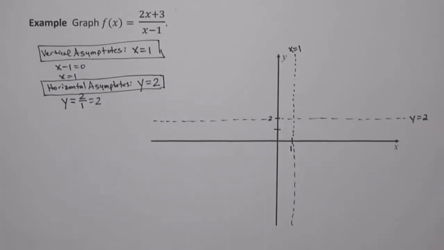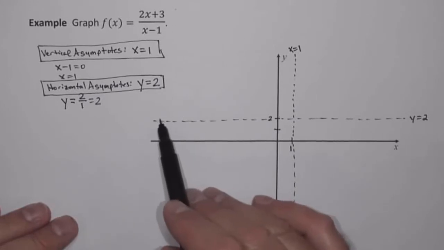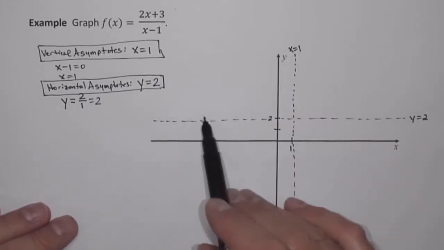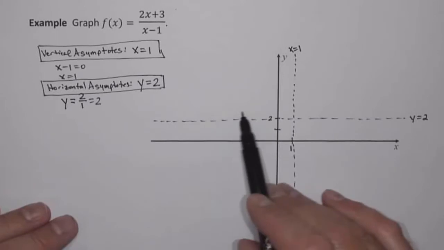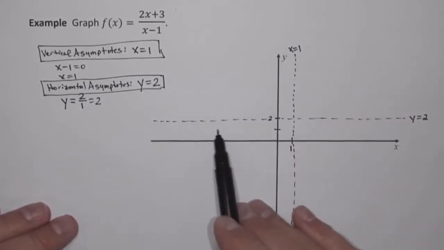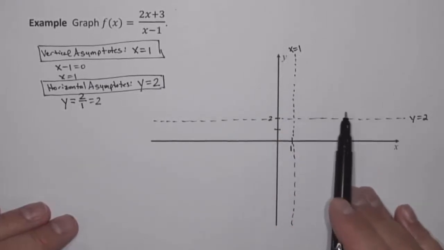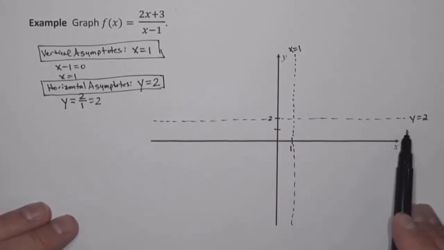So I know now, because of my vertical and horizontal asymptotes, I have an idea of what this is going to look like. Maybe the graph's going to be here and curve up, so it's going to be asymptotic to both the y equals 2 and the x equals 1. So it could be that it curves up like this, or it could be that it curves down like this. And then the same on the other side. It could be that it curves like this, or it could be that it curves like this.